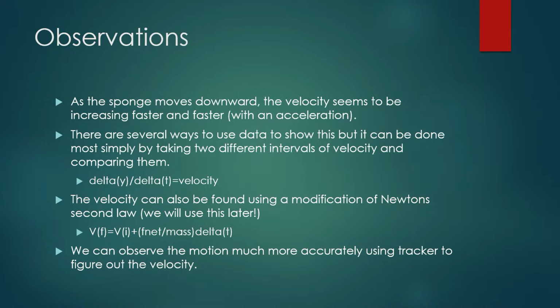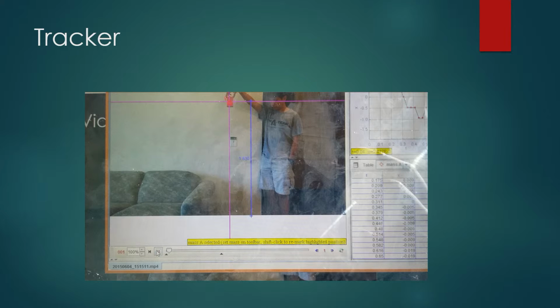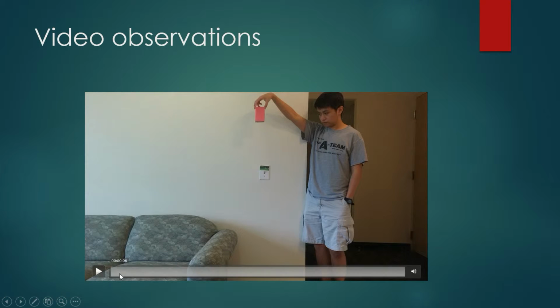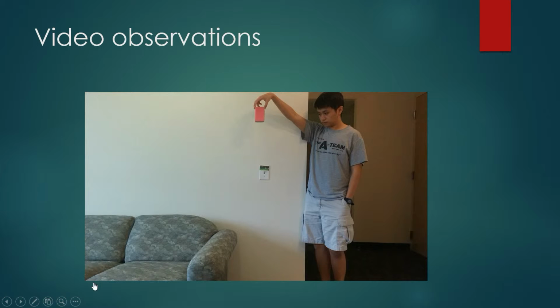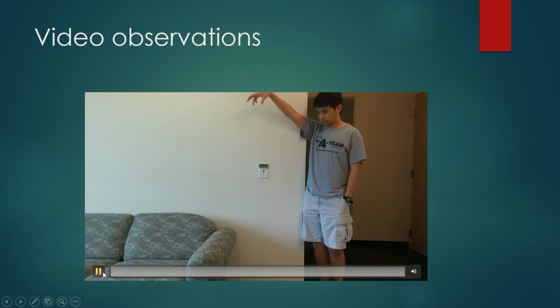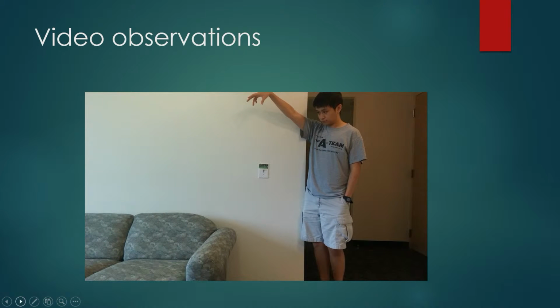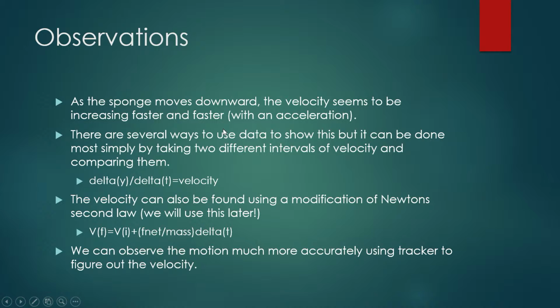So, my observations, let's see, you can see that the sponge seems to be moving with an increasing velocity. It doesn't seem to be constant. It's definitely moving with an increasing velocity. But we can't actually say that until we actually have the data. So we're going to use Tracker to show that the velocity is increasing.